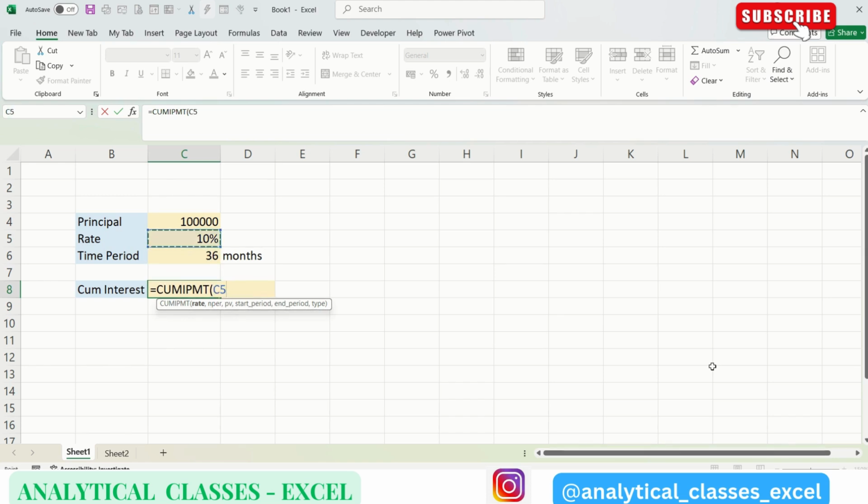So this is our rate, but we have to divide it by 12 because we want monthly. Then the NPER is 36. It is in months. Then PV is principal amount, which is 1 lakh. Then the starting period is 1 and the end period is 36. Then coming to end of the period or beginning of the period, so we are taking 0 for the end of the period option.